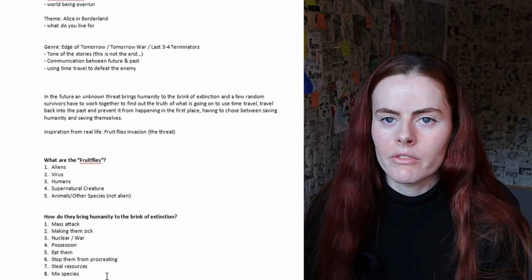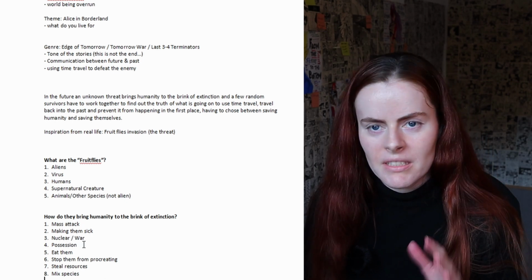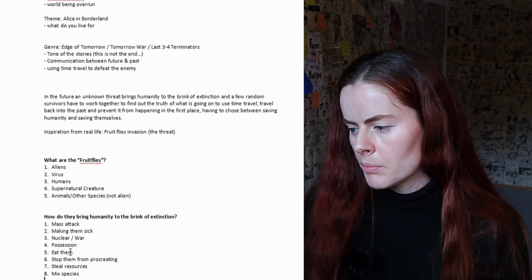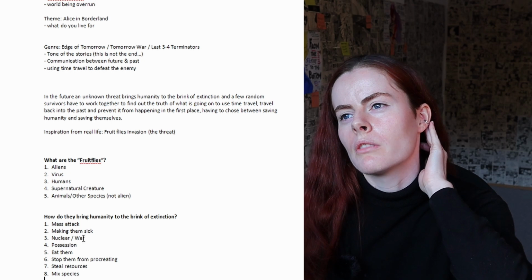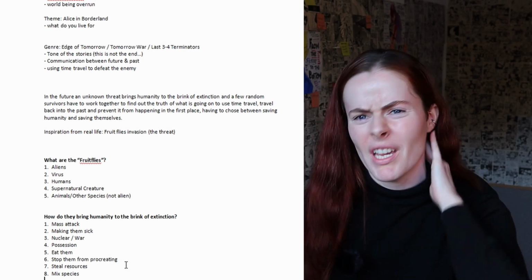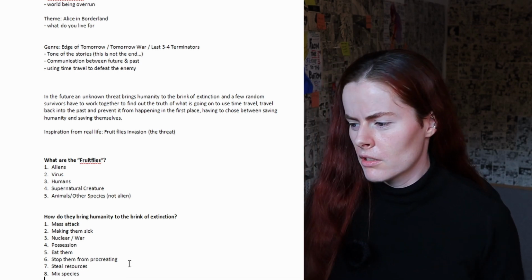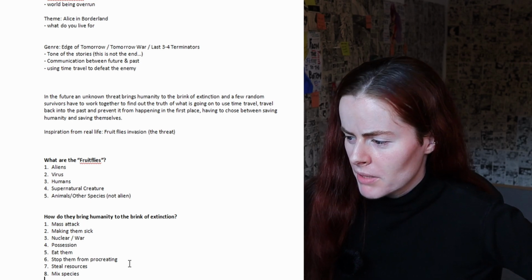Either they have some sort of real great weapon that we don't stand a chance against, or they made them sick, or obviously the nuclear thing, possession. What else do the demons do? Mostly possession, right? And sometimes they also just... Do they ever just kill them? Do ghosts ever just kill people? Eat them? Stop them from procreating?